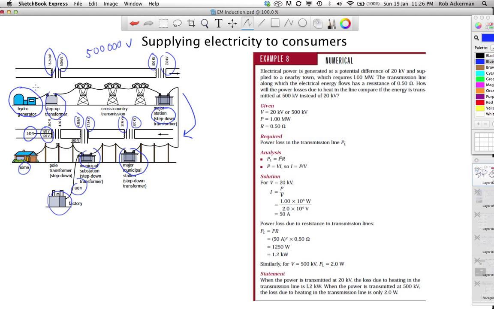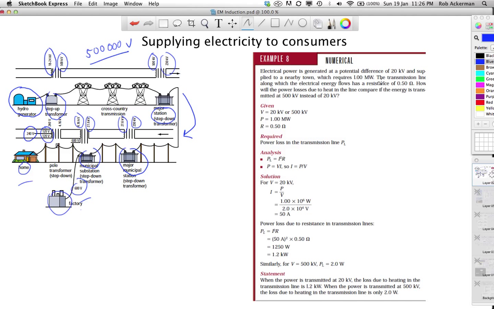However, why go to all this trouble? Why did the power company step up to 500,000 volts only to step back down to a few hundred volts? Well, the answer is shown very nicely in a sample problem which is in your book. And they do such a good job, I've decided to just copy and paste it in and let you follow along. Let's have a look.